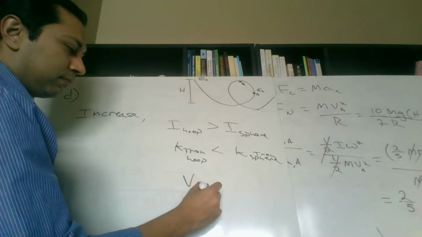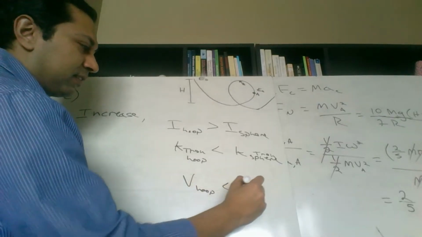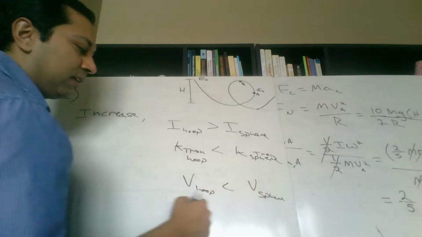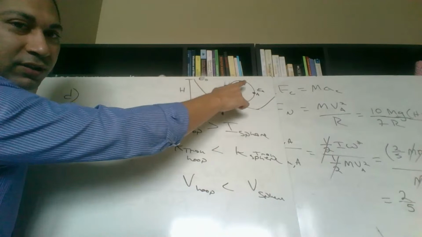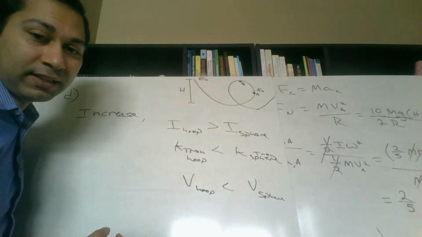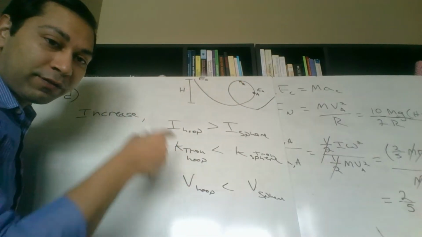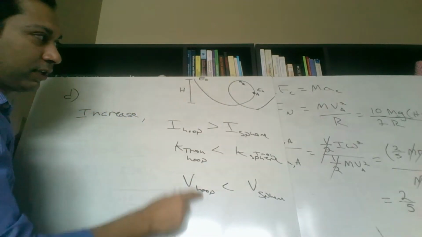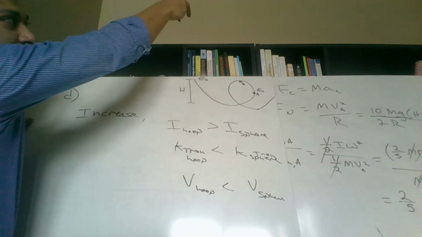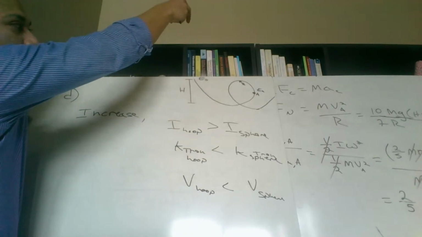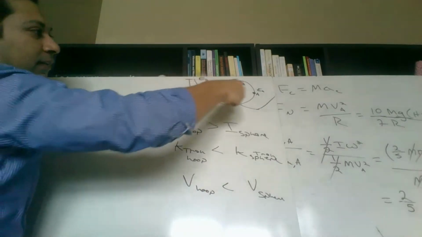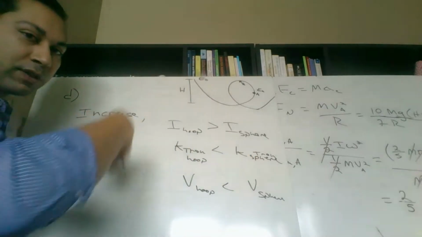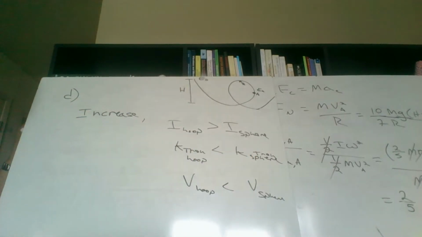And if the kinetic energy is less, then the velocity is going to be less. Velocity of the hoop versus the velocity of the sphere. So when you get to point B, you're going to have a smaller velocity. And if you have a smaller velocity, it's not going to go fully around the circle. So in order to get a larger velocity, you need to go higher up and let it go. So if you let the hoop release from a higher height, then it will go because it'll have enough velocity to overcome the loop.